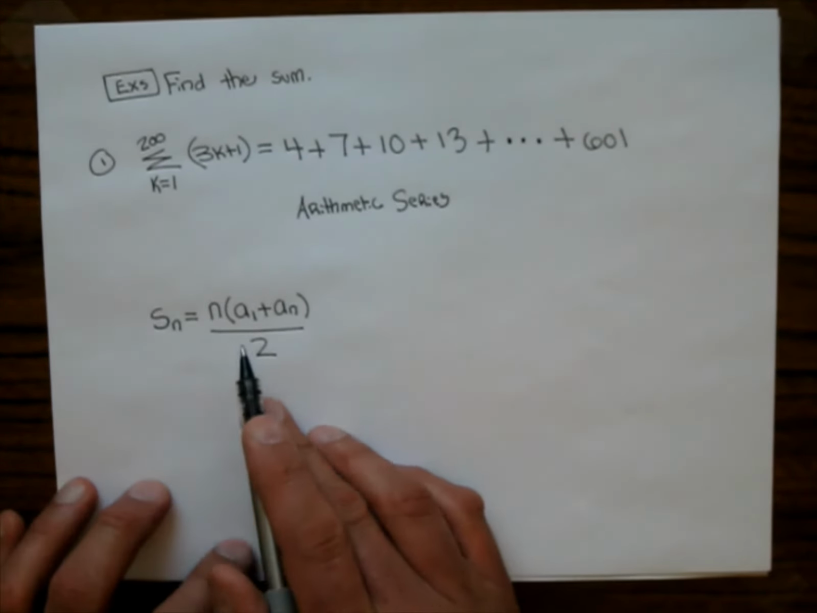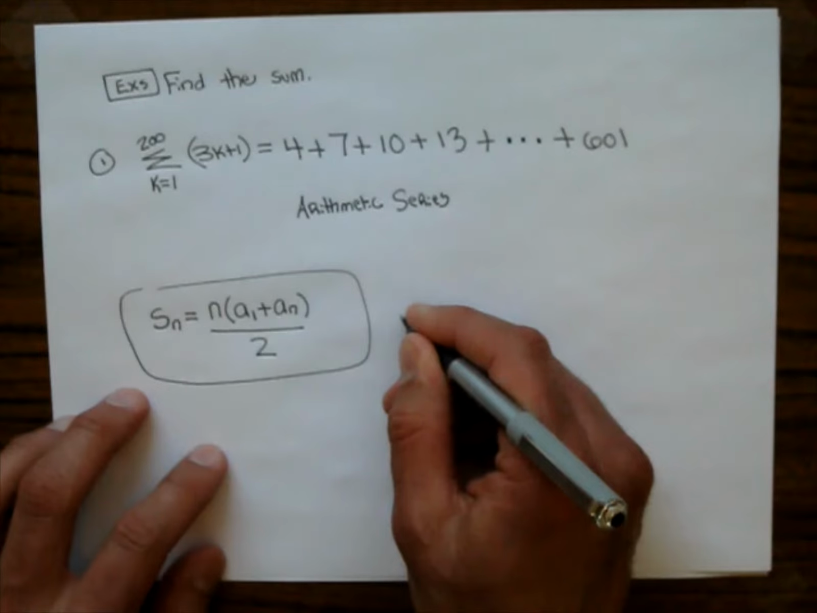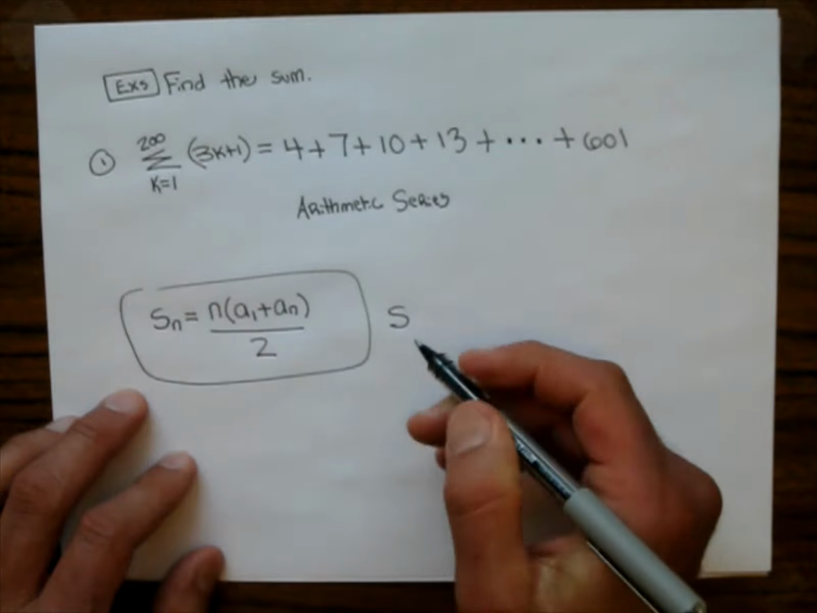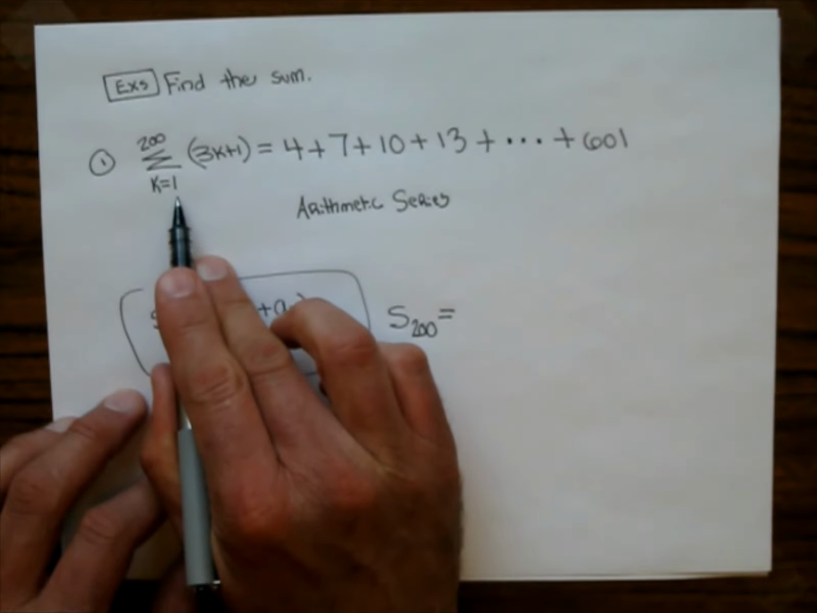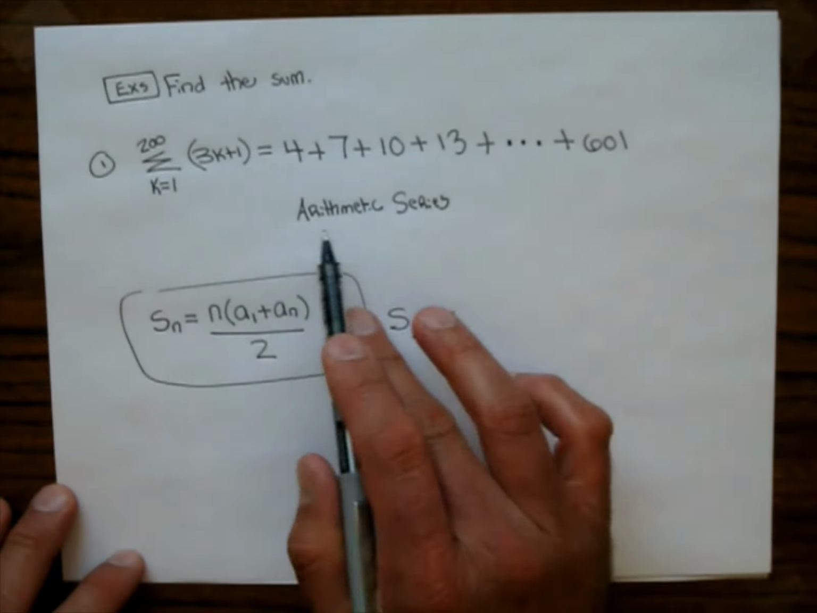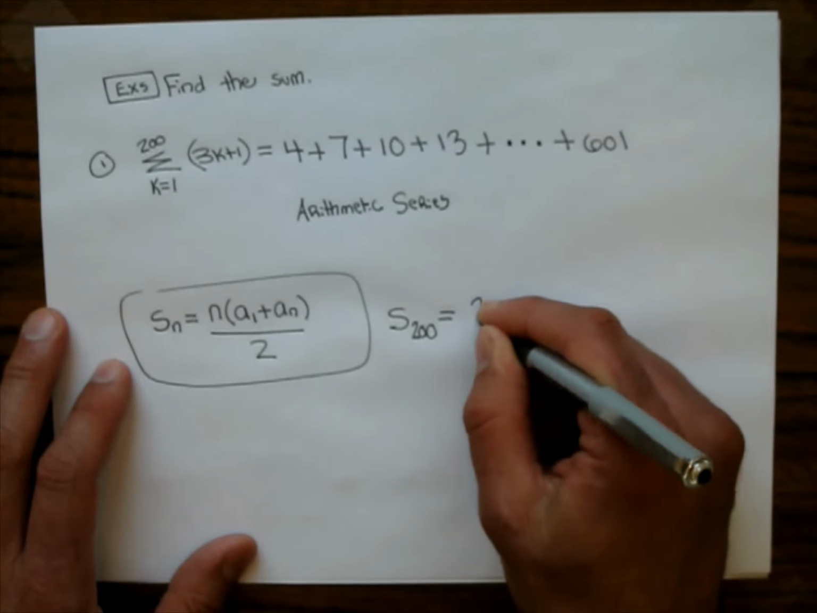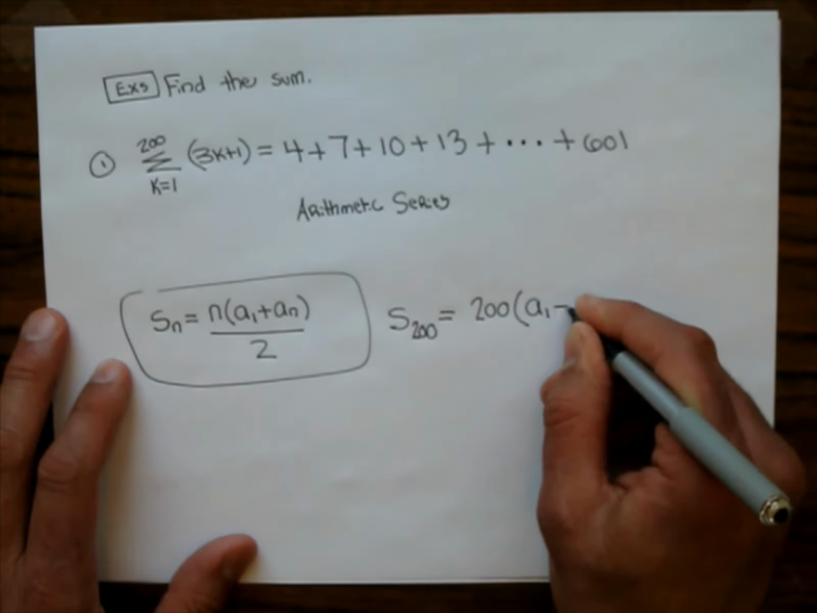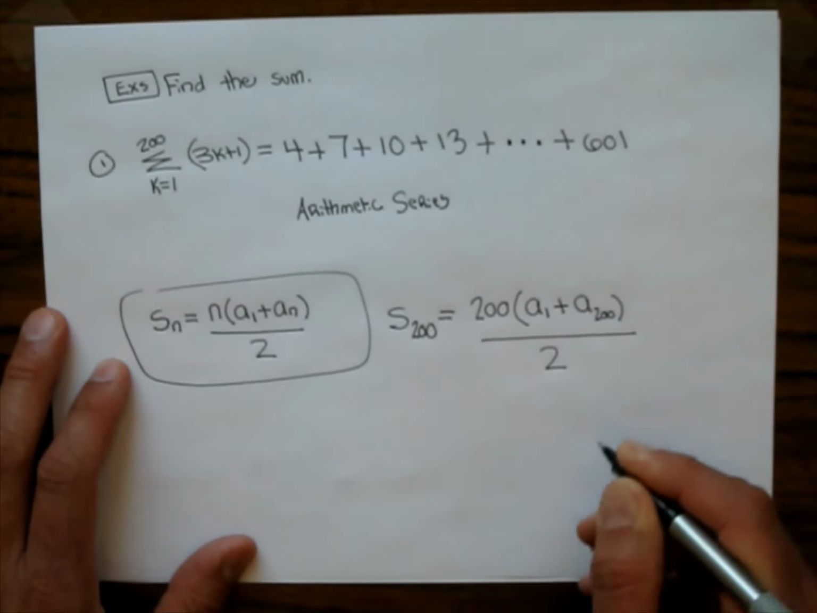So on this formula, we're looking at s, well, not n, but s. How many terms are there that I'm adding up? 200. You'd have to be careful if you're doing a problem that started at k equals 3 to 200, because then you wouldn't have 200 terms. But a lot of them in your book will look like this. So n is 200. We have a1 plus a200, all over 2.